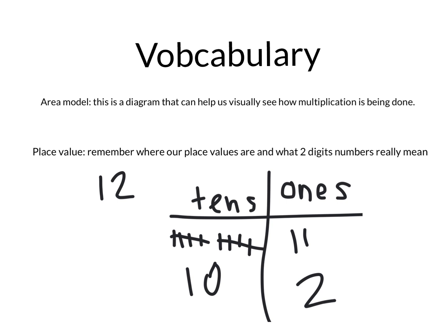First, we should go over a little vocabulary. First, we have the area model, a diagram that can help us visually see how multiplication is being done. And second, place value. Remember where our place values are and what two-digit numbers really mean. For example, the number 12 really means that it has 10 in the tens place and 2 in the ones place.